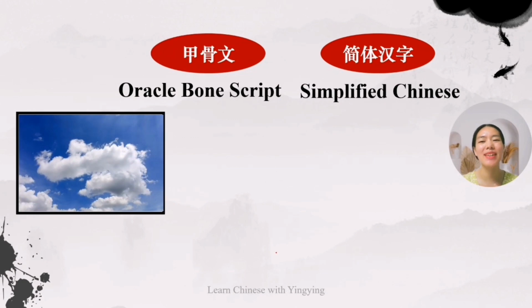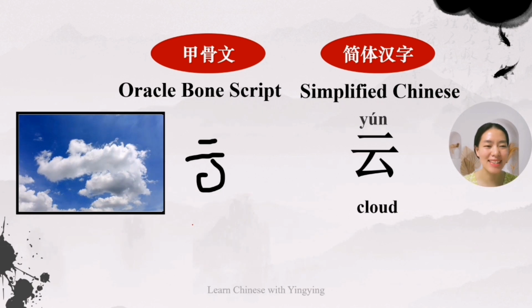Let's move on to another one. So the picture of the cloud, how would you sketch it? Look at the oracle bone script. Very expressive drawing of the cloud. And this is our simplified Chinese. It is pronounced as 云. 云.